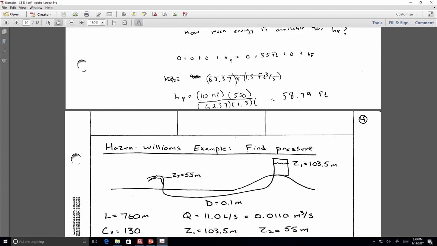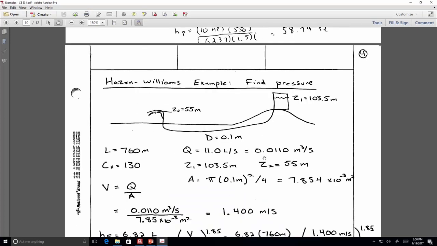Your question in the back? Yeah. So the Hazen-Williams equation is easier than Darcy-Weisbach. Why do we use Darcy-Weisbach? That's a great question.